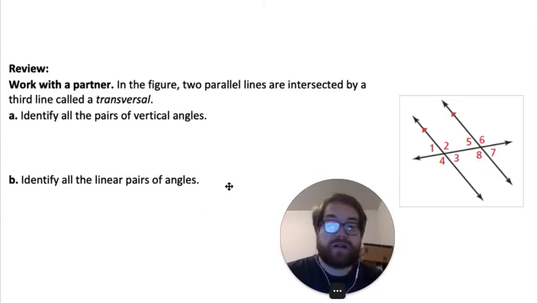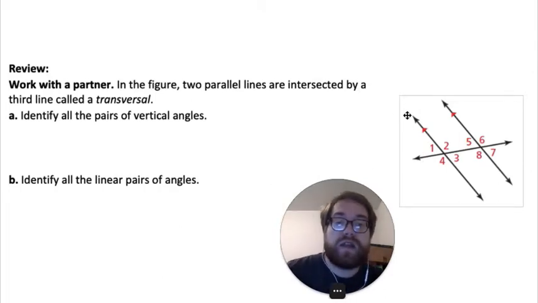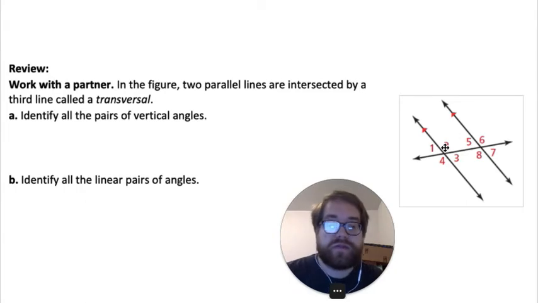And what a linear pair is. A linear pair is when two angles are on the same line with a common ray in the middle, and the two angles form a straight line with that common ray in the middle. And we also know that they're supplementary. Their measurements add up to 180 degrees.